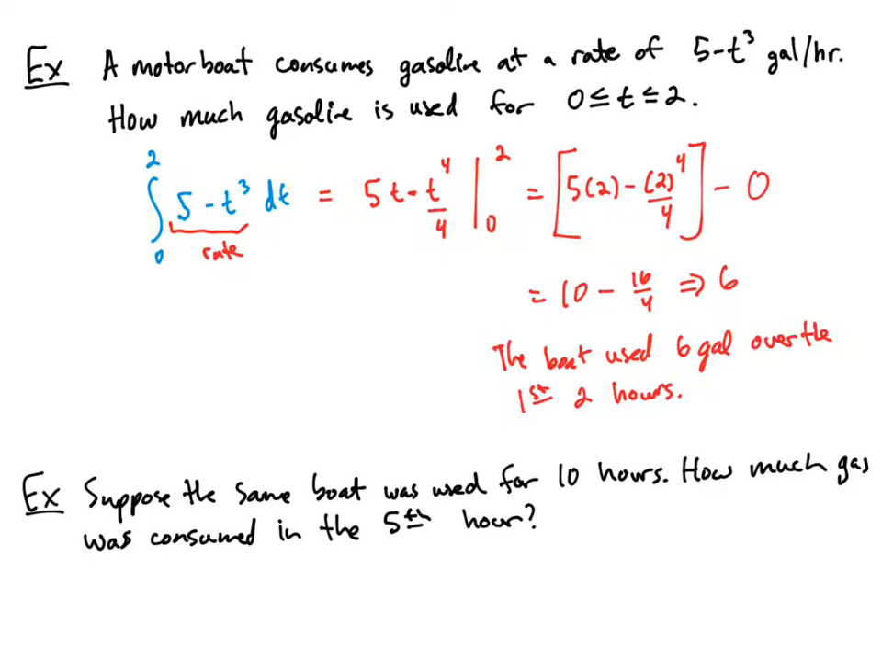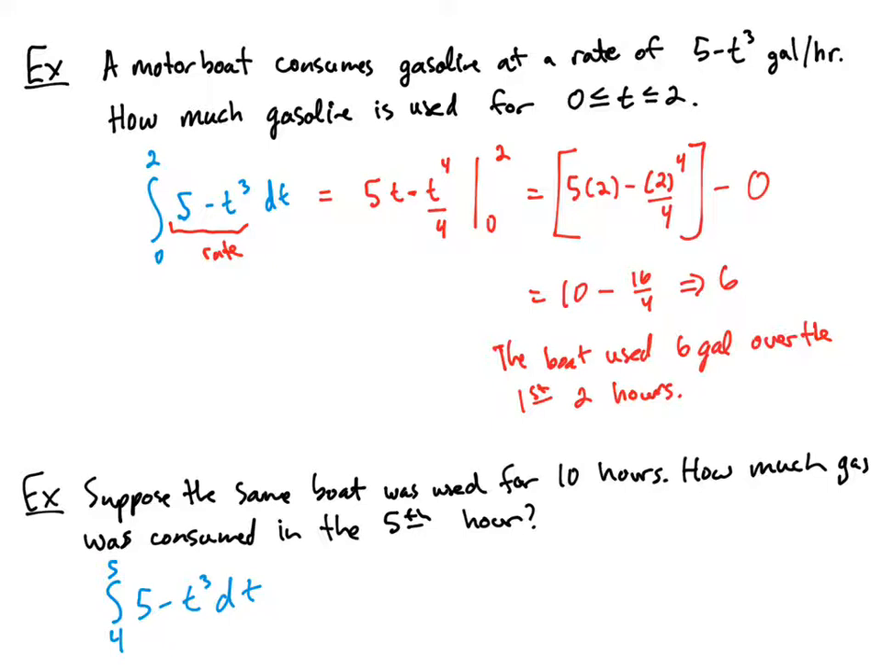And let's consider that same boat and suppose it was out on the water for 10 hours. How much gas was consumed in the 5th hour? So if we're talking about the 5th hour, that is between hours 4 and 5. So suppose it goes out on the water at 12 noon. The 5th hour would be from 4 o'clock to 5 o'clock. So we'd say 4 to 5 here of that same function. Okay, and then we're going to evaluate this in the same way.